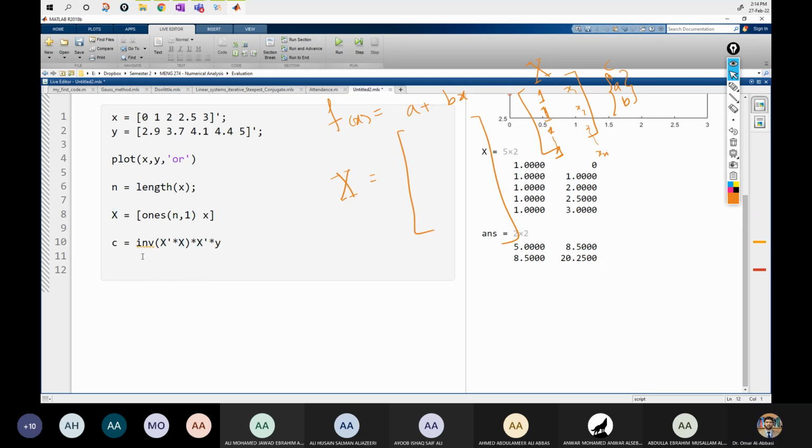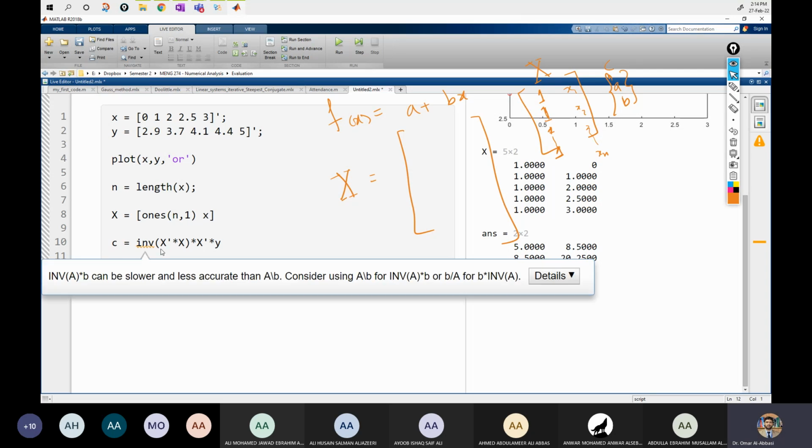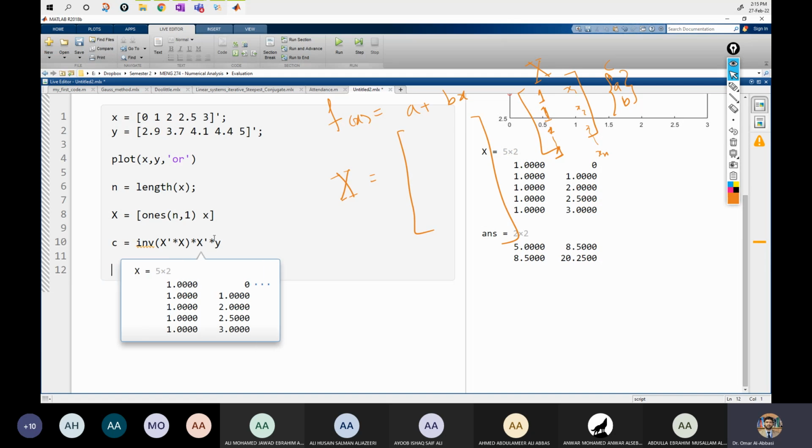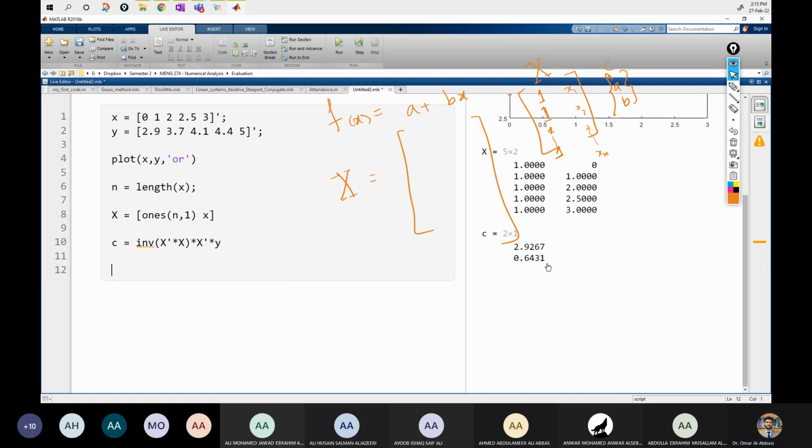Okay? The inverse of X transpose times X, times X transpose times Y. Let's run that code. Here are the coefficients now: 2.9 and 0.6. So what does the first element represent? The value of A. Okay. So basically we can say that A equals C1 and B equals C2. Basically we are extracting the values of A and B.